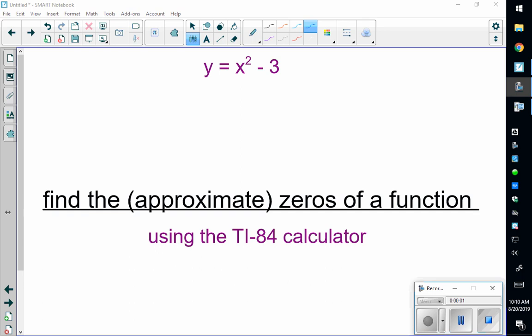In this video, we're going to use the graphing calculator to approximate the zeros of a function. But before we grab the calculators, let's talk about the zeros of a function, what that means, and how we would find them algebraically.